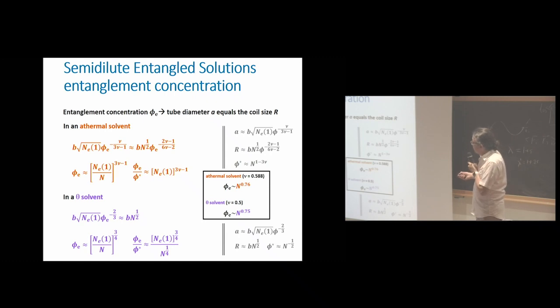Then we can determine the entanglement concentration, where you start to have entanglement and can define the tube diameter. This is the concentration at which the tube diameter equals the coil size R. You know their concentration dependence here, this is A and this is R in the case of a thermal solvent. So we can calculate phi E as a function of NE1 and N. Again, N can be replaced by phi star, the overlap concentration, to find this relatively simple relation in the thermal solvent limit.